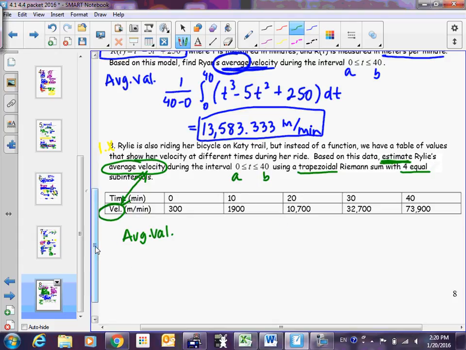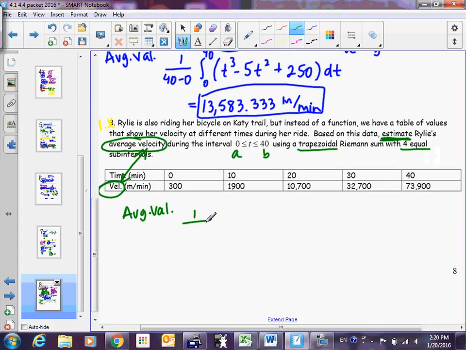What are our subintervals? Yeah, so I'm going to do 1 over 40 minus 0 again. And if you don't like this 1 over 40, if you'd rather just divide by 40 at the end, that's okay too. That's not how the formula is written up, but that's essentially what we're doing, is we're dividing by 40 at the end. We're just putting it at the beginning instead. So I need to use trapezoids. So 300 plus 1900 over 2 times what? 10. Okay, and then you do another trapezoid, you do another trapezoid, you do another trapezoid.